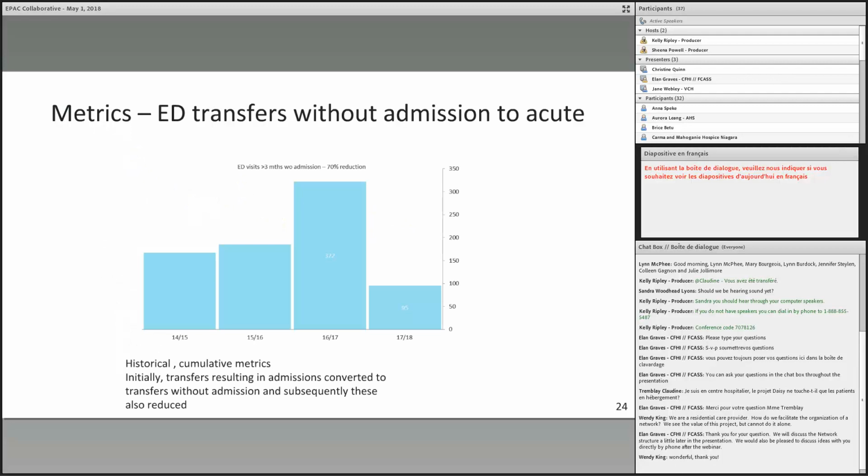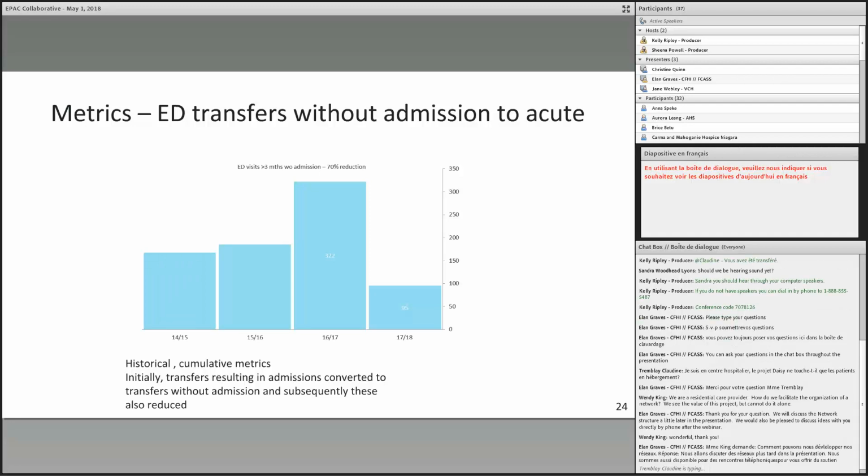We then looked at comparing the entire year. This one is for all 48 sites, and the historical cumulative metrics. If you look, this is ED transfers without admission. What we notice is that in the first 6 months that we start doing this project, we see a big rise in the number of ED transfers without admission. But it isn't actually an overall increase in ED transfers.